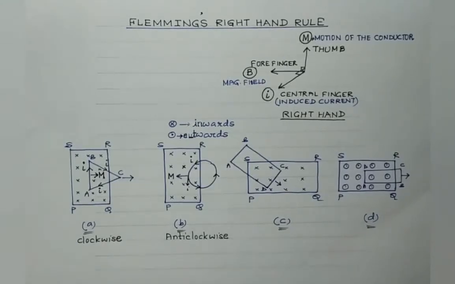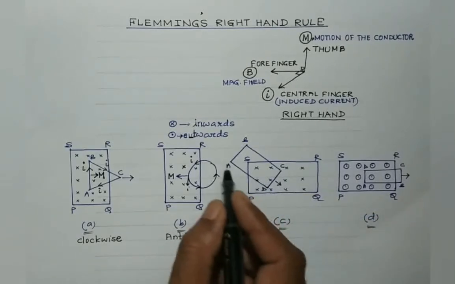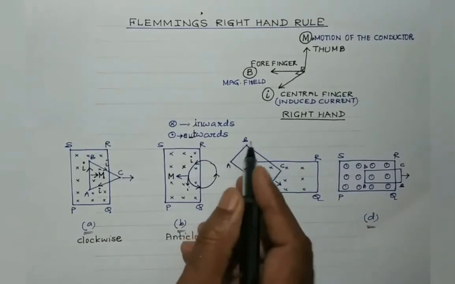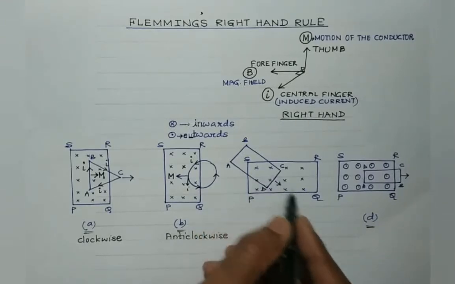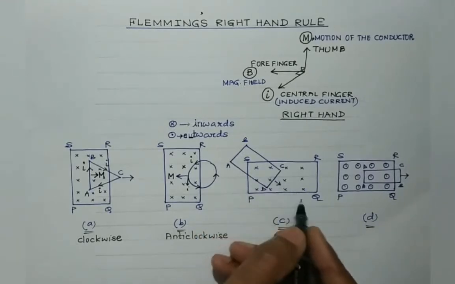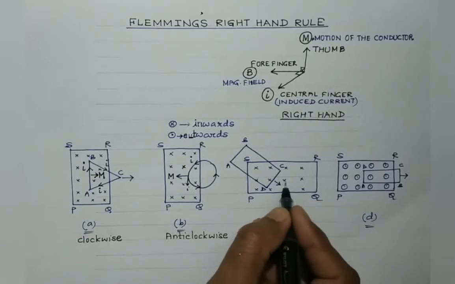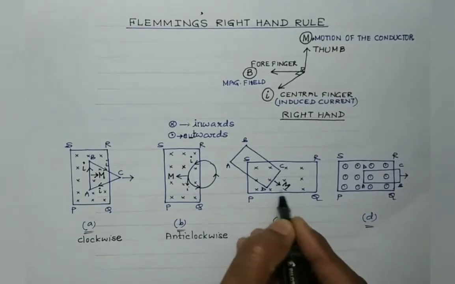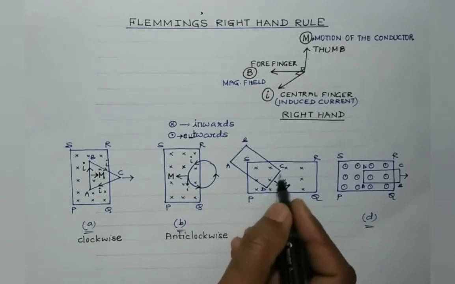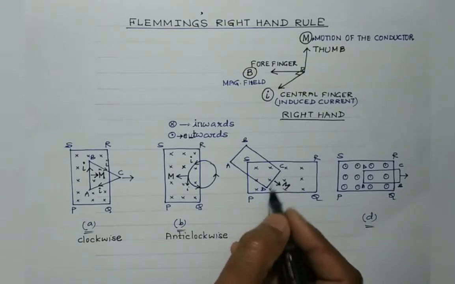Anti-clockwise. Okay. Now again, let's consider this third case. This is ABCD, a rectangular loop which is made to enter this region of uniform magnetic field, right? This is the direction of motion of the conductor. This is M. So let's find out the direction of the induced current in the arm CD.